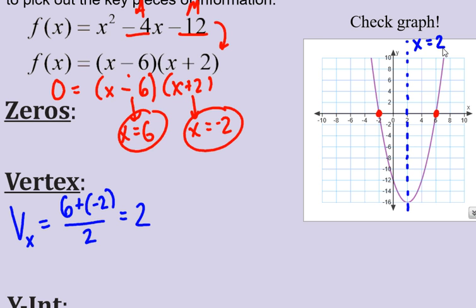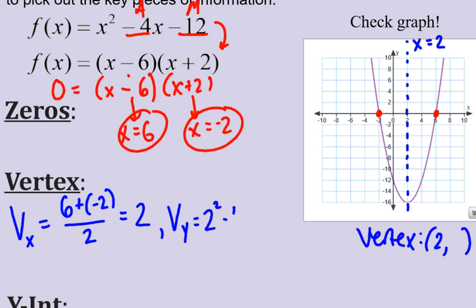If I know the x-coordinate for the vertex, how do I find the y-coordinate? I know the vertex has an x-coordinate of 2. Its y-coordinate will occur when I put 2 in for x in the equation. So the vertex's y-coordinate is going to be 2 squared minus 4 times 2 minus 12. You actually could have put 2 into the factored form too. That might have actually been easier.